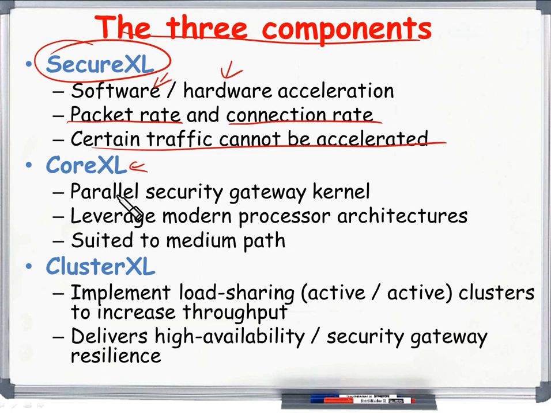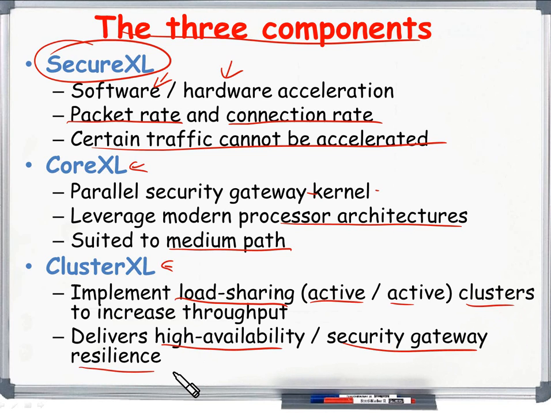CoreXL, as mentioned before, uses parallel security gateway kernels running in instances, and each instance is running on its own dedicated core. And so we're leveraging the modern processor architectures. And we can take advantage of what we call medium path, which I'll explain coming up in a few slides. And so we can combine both SecureXL and CoreXL technologies in addition with ClusterXL technologies that allows us to do load sharing in active-active clusters or a high availability solution for security gateway resilience.